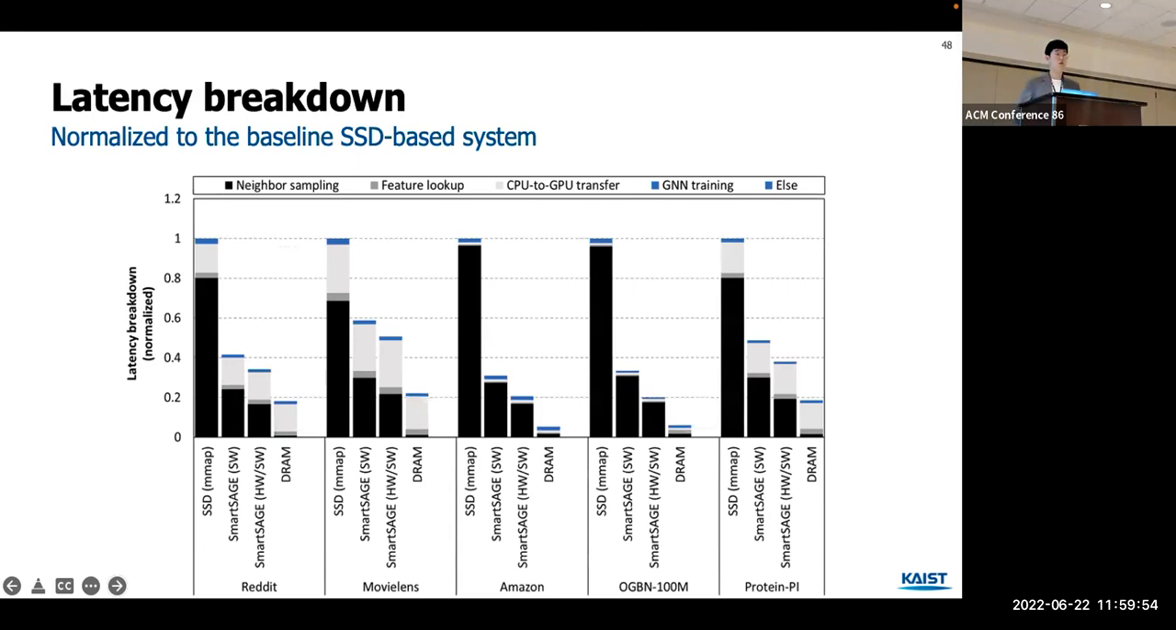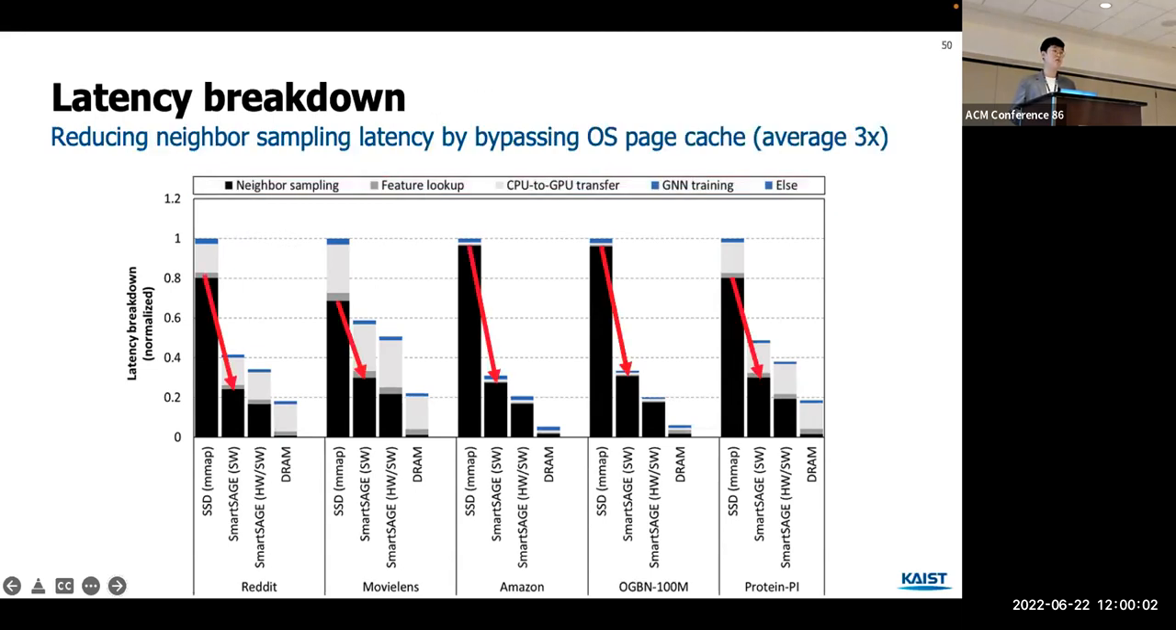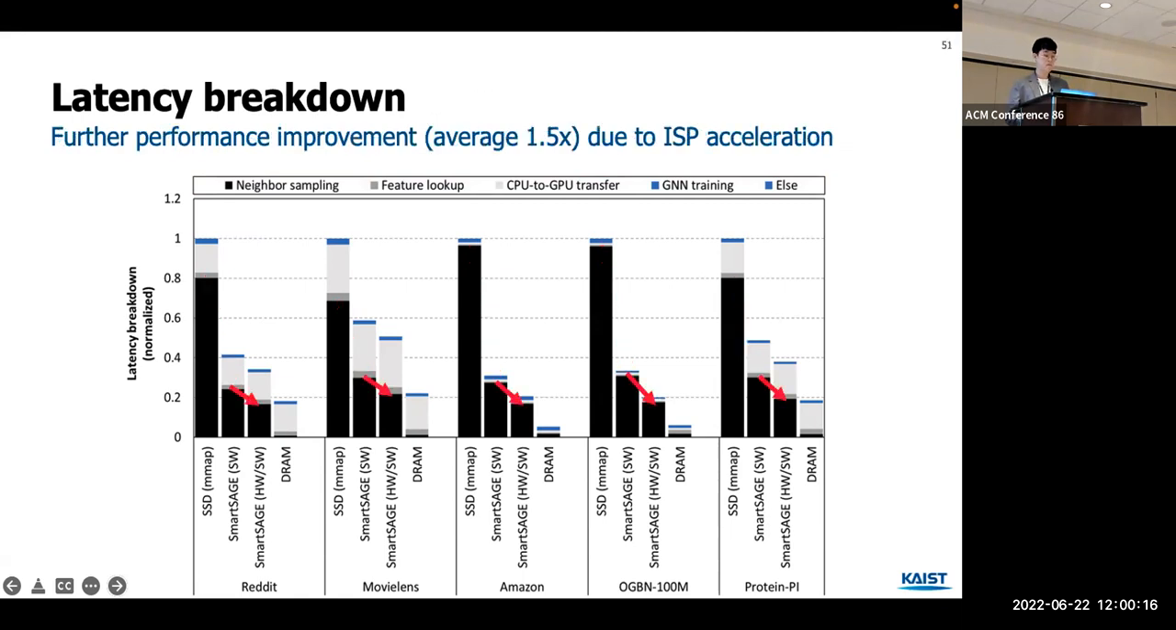So here are the results. On the y-axis, we show the latency breakdown of each step in the end-to-end training process. As shown in this chart, our software-only SmartSAGE largely reduces the latency in conducting neighbor sampling by bypassing the OS page cache. Using our ISP acceleration, our proposal achieves further performance improvement compared to the software-only SmartSAGE.